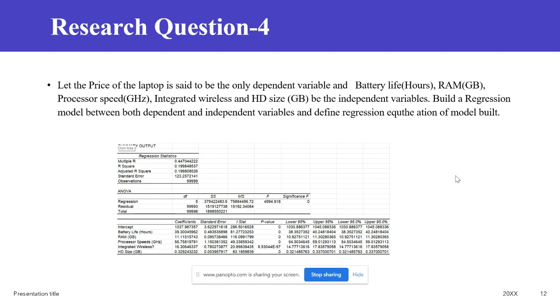So coming to the final model, the regression model that we built on the battery life, RAM, processor speed, integrated wireless, and HD size. That decides whether they impact the price or not. Well, you could see the significance F value is zero. And each feature that I have taken has a p-value of zero. So we can clearly see the features are statistically significant, and the model is statistically significant since the p-value is less than the significance level value.